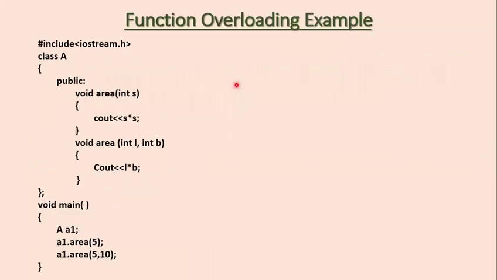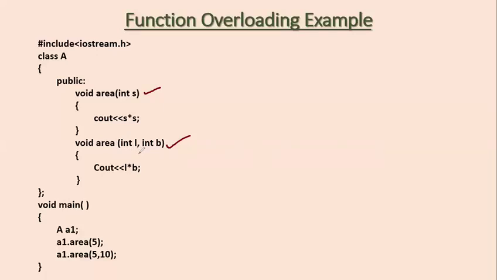See, here I have given one example of function overloading. Class A is there. Inside class A, two member functions are there. The name of these two member functions is the same: first is area and another is also area. Function name is same, but if you see here, the number of arguments is different. The first area has one argument and the other area has two arguments.